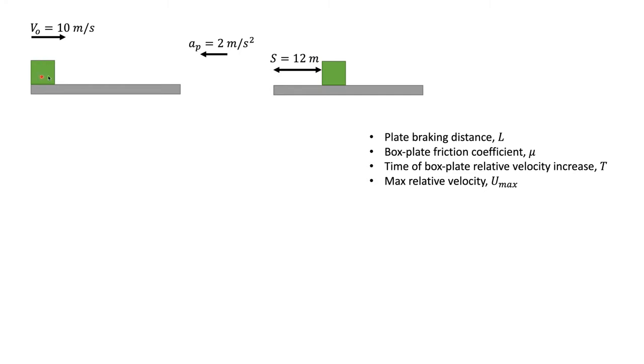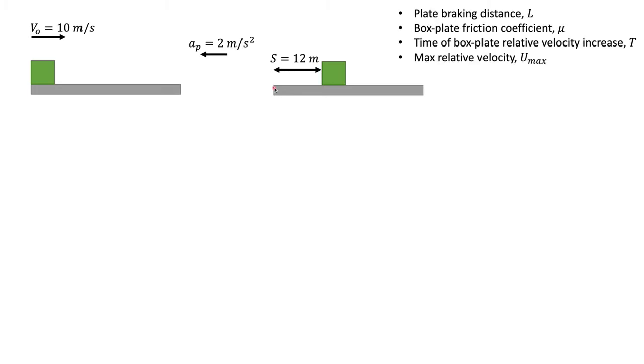Initially, the velocity of the box was the same as velocity of the plate, so the relative velocity was 0. At the end, the relative velocity was also 0. But in the middle, the box was sliding on the plate, and therefore there was non-zero relative velocity. So we should expect that relative velocity would first increase and then decrease.